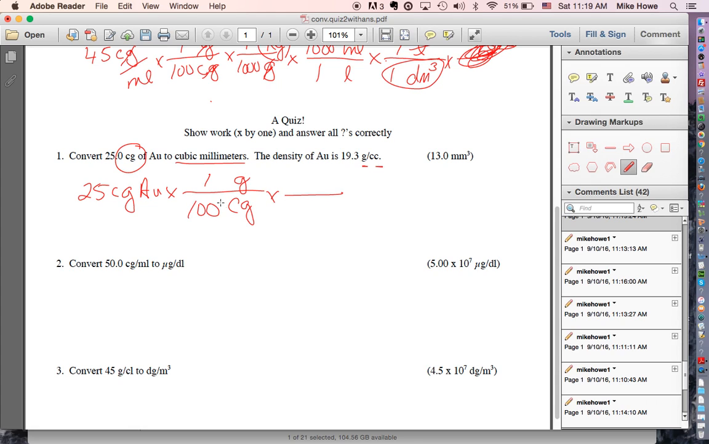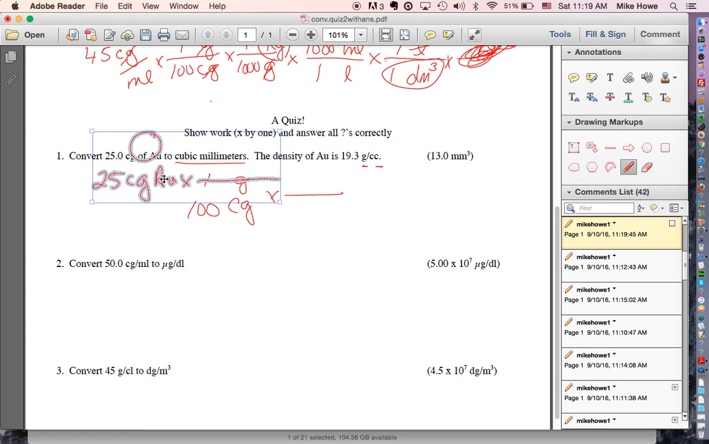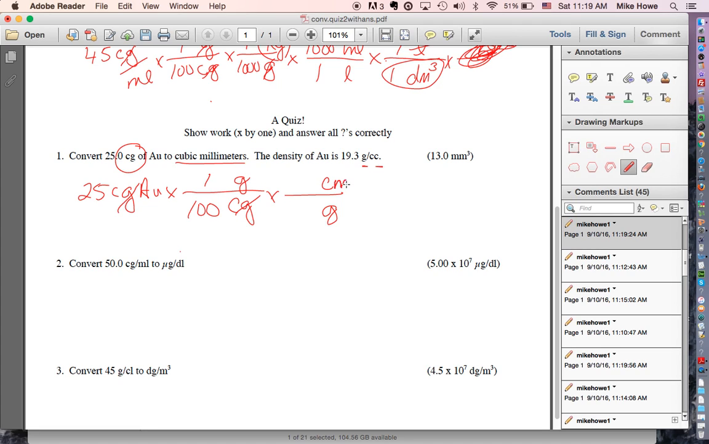Grams are going to need to cancel. Remember, whatever's on top needs to go on the bottom, so it will cancel. Didn't intend to move that like that, sorry. Okay, so centigrams cancel. Now I need to get rid of grams, so I put them down here. And on the top, I'm going to put cm cubed. If you watch the other movie, you know that a cc is a cm cubed, means the same thing, which is also a milliliter. Our relationship here, it says 1 cc is 19.3 grams. So 1 cubic centimeter is 19.3 grams. And then we need to put cubic centimeters on the bottom.